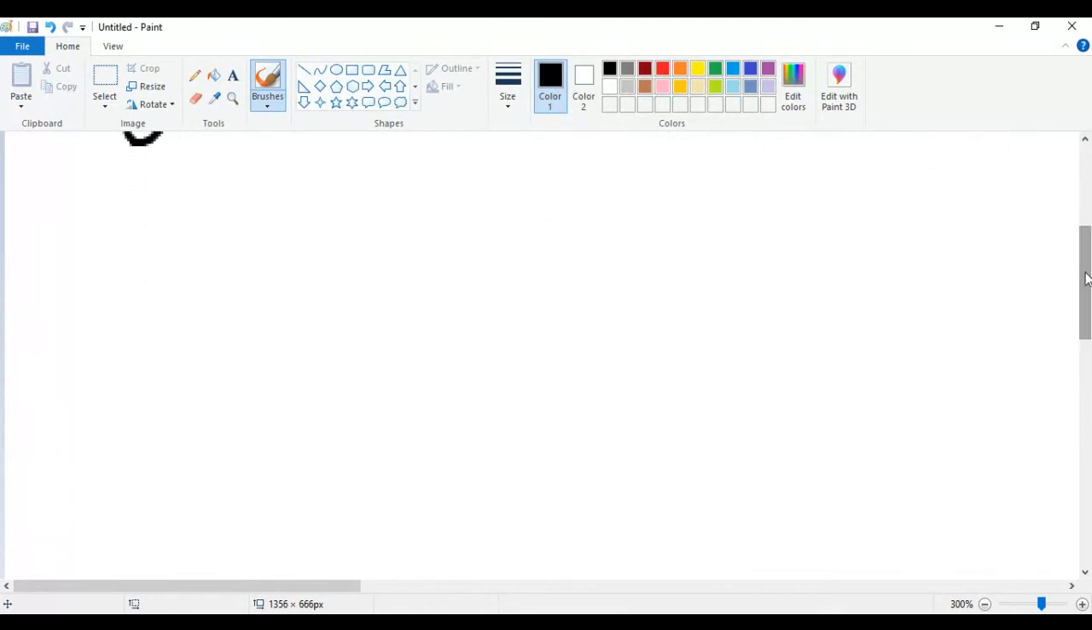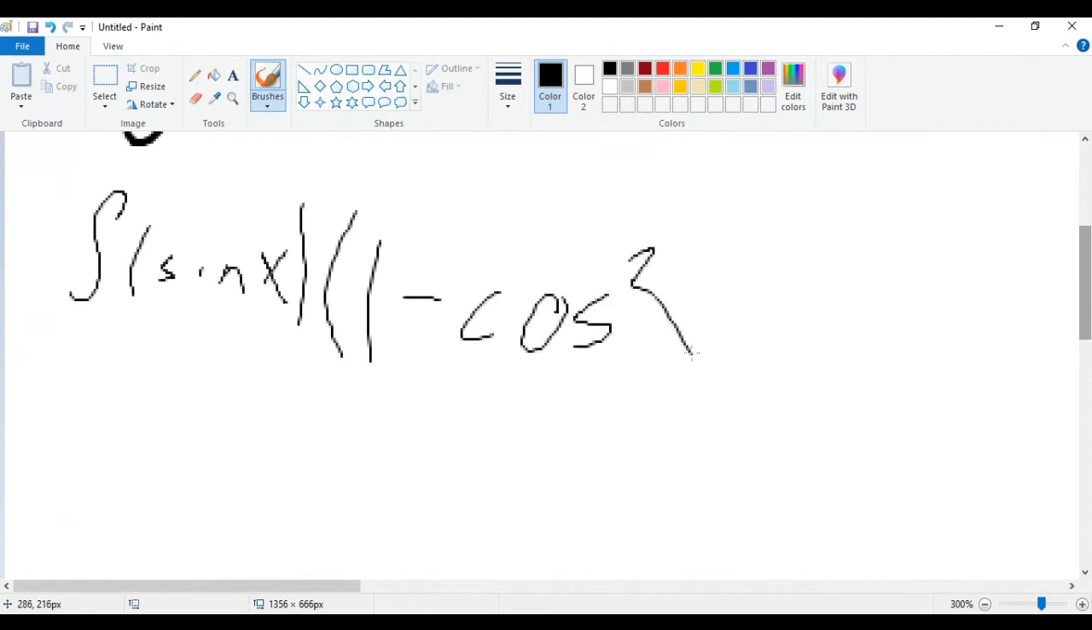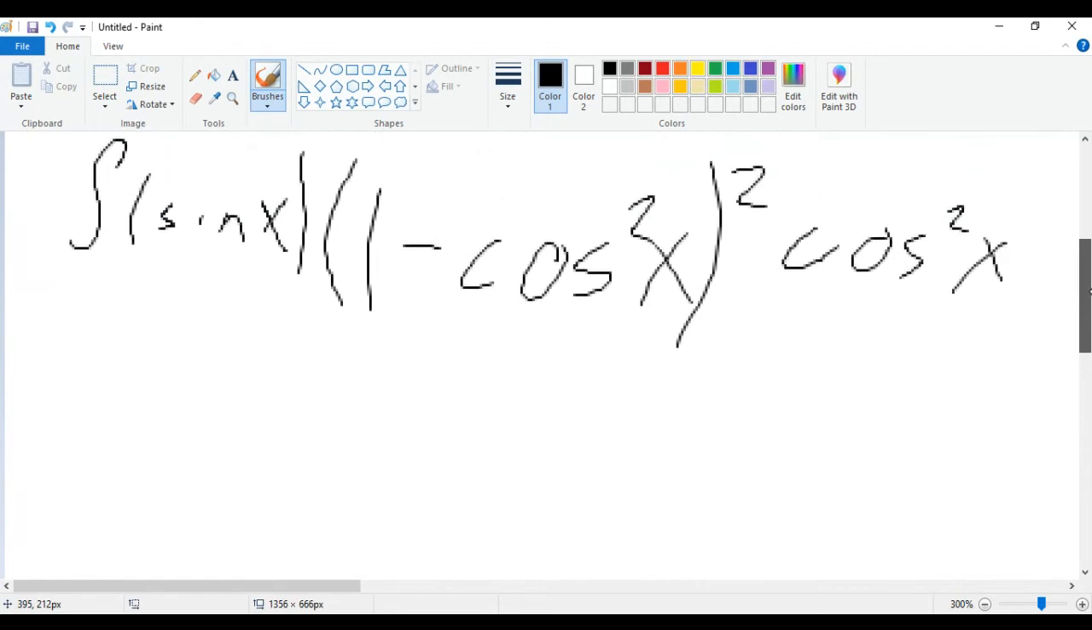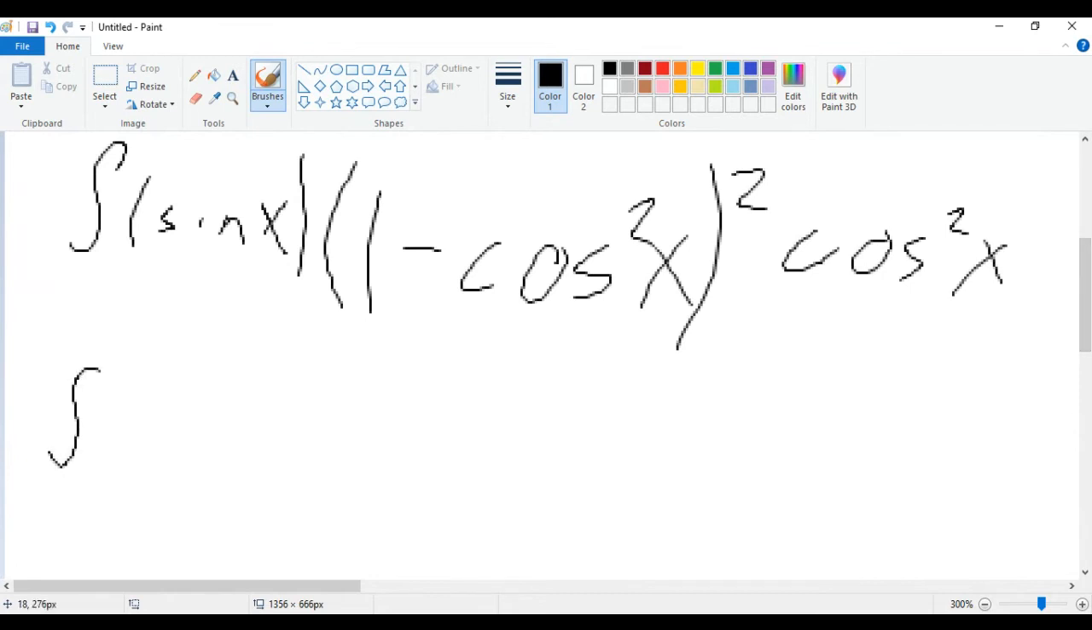All right. So we start with sine to the 5th cosine squared. And we can rewrite that as sine of x times 1 minus cosine squared of x squared, because this is sine squared squared. So sine to the 4th times sine of x gives us sine to the 5th. And of course, we still have cosine squared of x. Next, we can go ahead and simplify this integral by distributing the 1 minus cosine squared squared. So we get the integral of sine x times cosine squared of x.